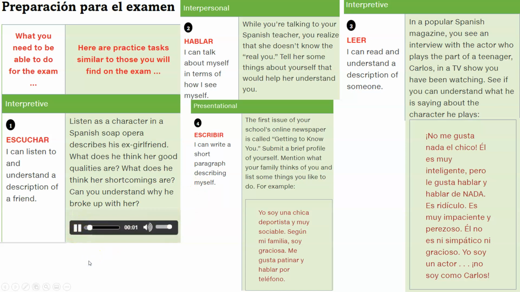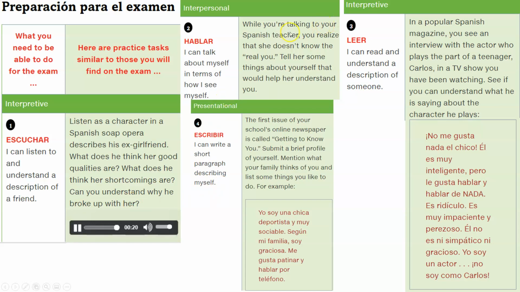¿Cómo es María Elena? Pues es una chica inteligente y talentosa, pero es muy seria y no es sociable. Yo soy un chico gracioso y muy sociable. A mí me gustan más las chicas atrevidas.